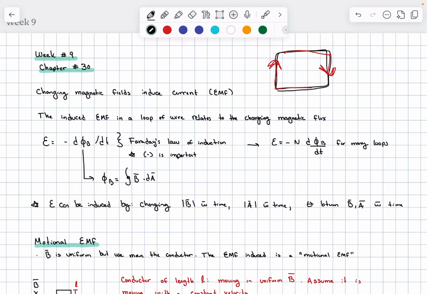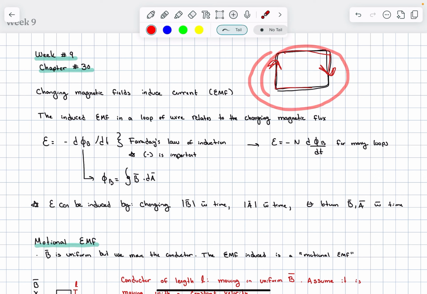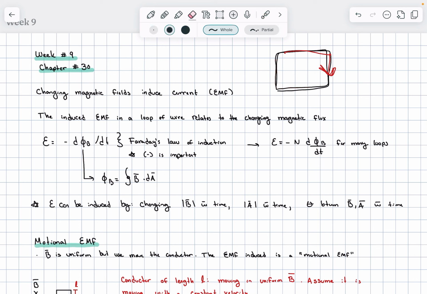In this video, I'm going to be covering some of the material from chapter 30. The idea here is that changing magnetic fields induce current. Let's imagine we have this wire forming a little loop like this. At the beginning, there's no current going through it because there's no source of EMF. It's just a wire in a square here.